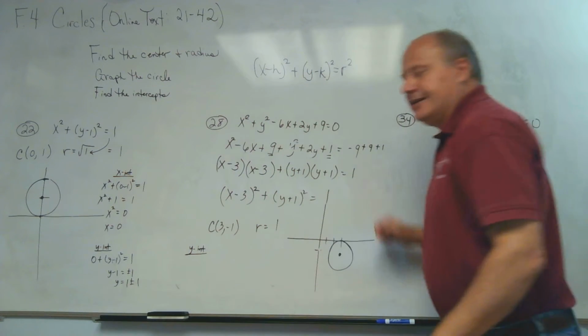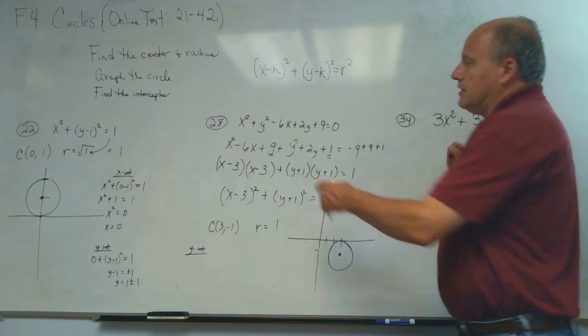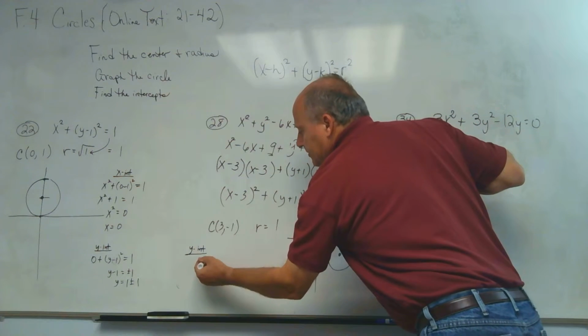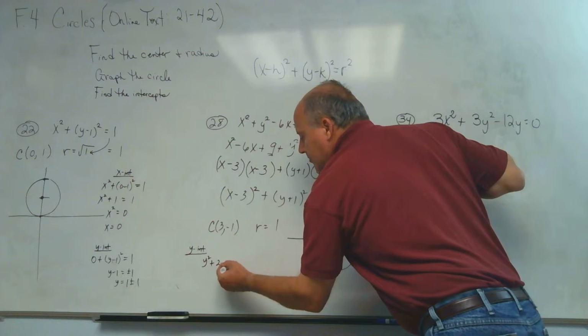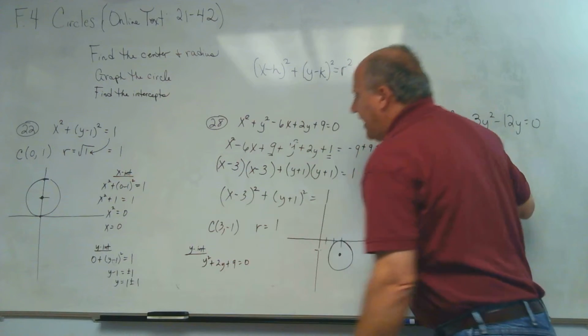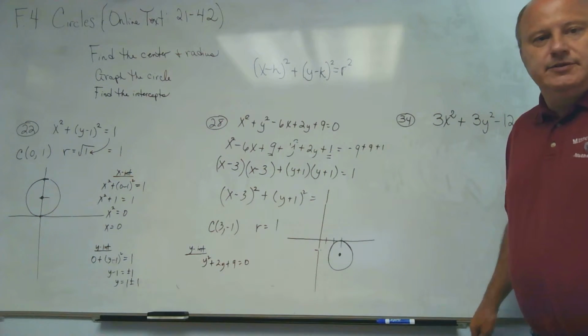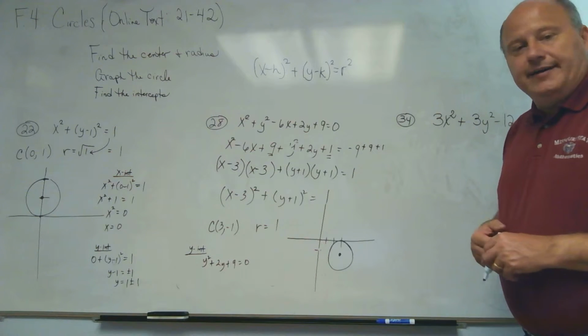You remember how to do that? You've got to set x equals 0, right? So that's y squared plus 2y plus 9 equals 0, because all the x's in the equation are 0. So then try to solve that.